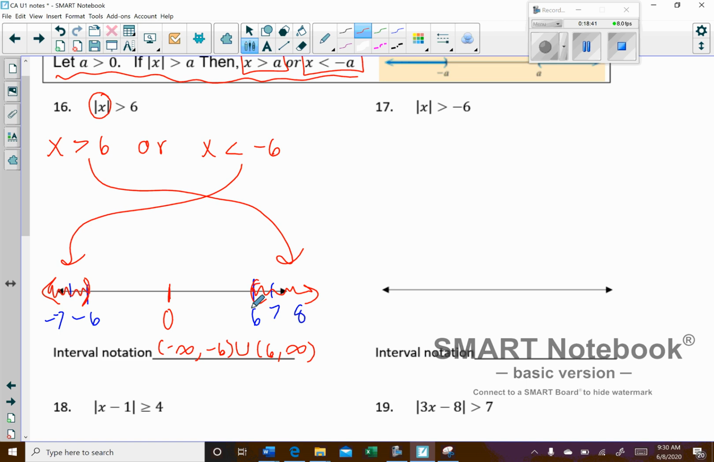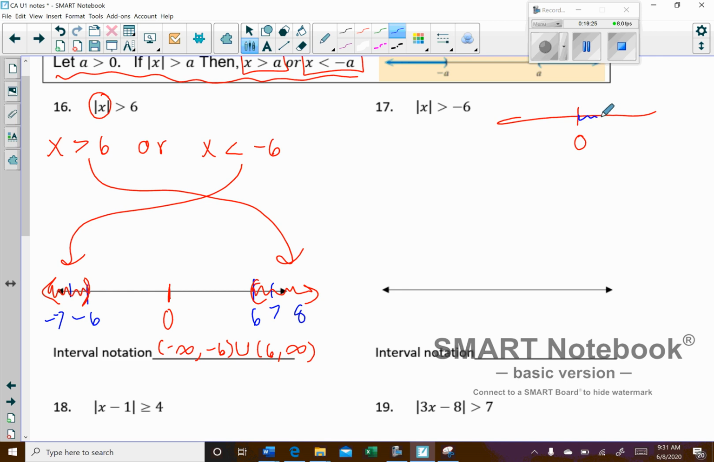Okay, 17 is more or less kind of a trick question. So far, most of the time, we've been getting no solution. This case is actually going to be a little different. Right here it says the absolute value of x is greater than -6. So you're looking for what numbers are greater than -6 from 0. If you look on a number line, here's 0, right? What numbers are larger than -6? Their distance, not the actual numbers, their distance. And that would be all numbers.